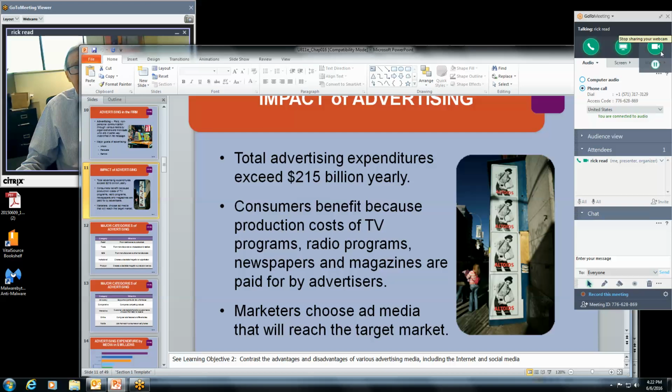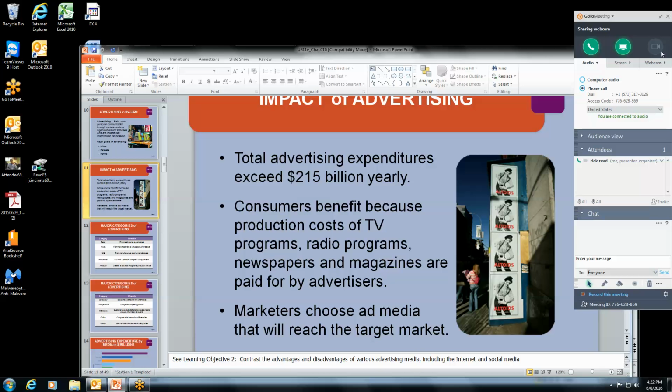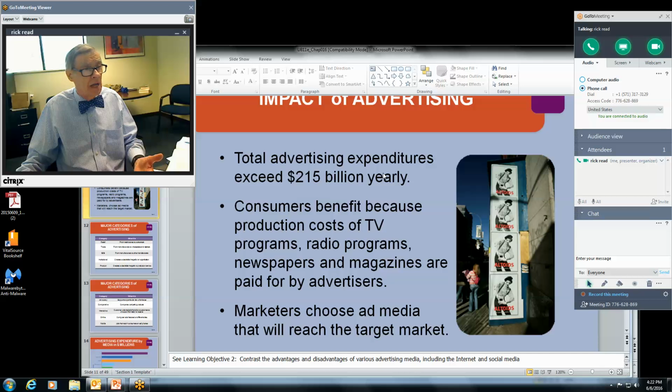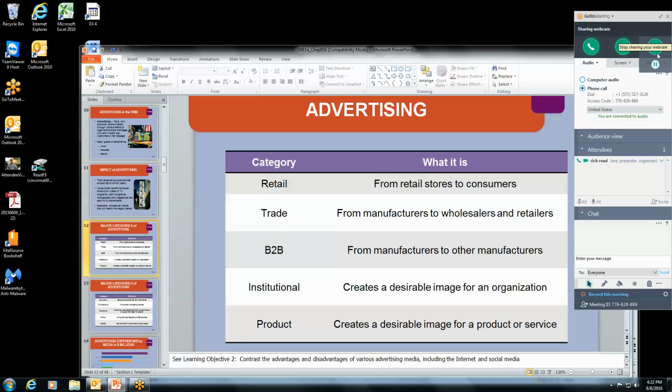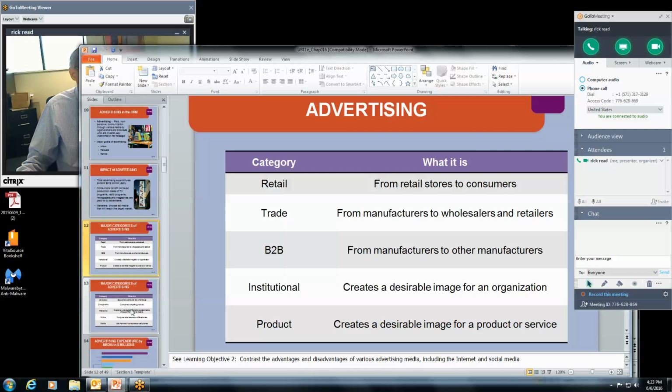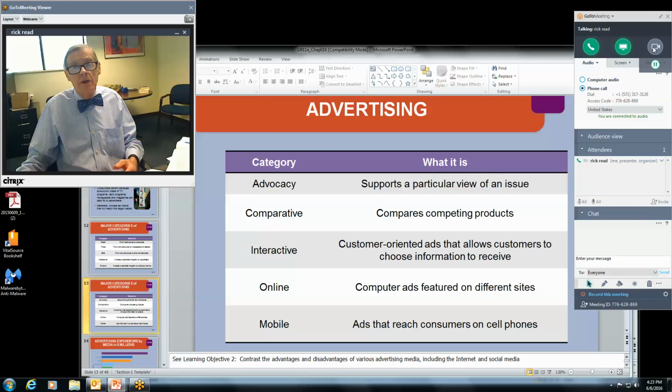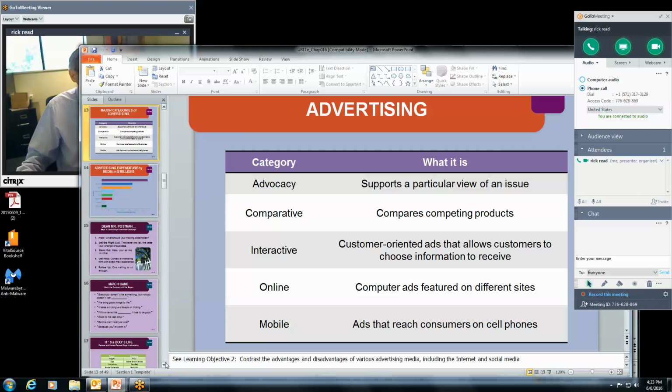This just talks about the amount of advertising that's spent on a yearly basis, $215 billion in various forms. And there's various types of advertising: retail, trade, business to business, institutional, product, etc. And to measure things we try to do some advocacy, some comparisons, interactive online, mobile, etc. And we're all familiar, I think, with each type that we list here.